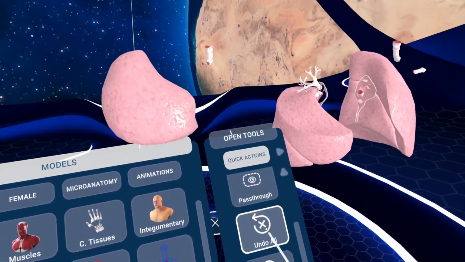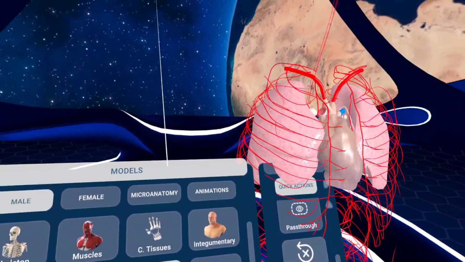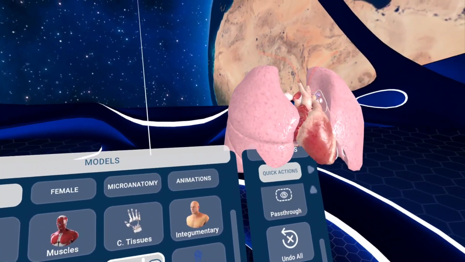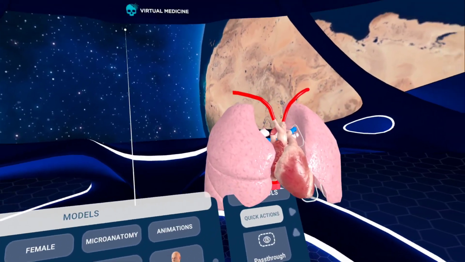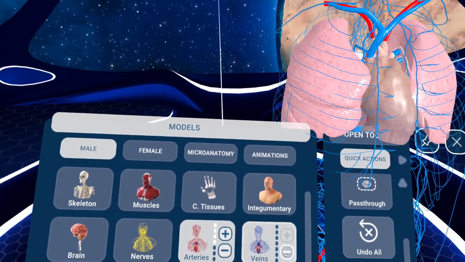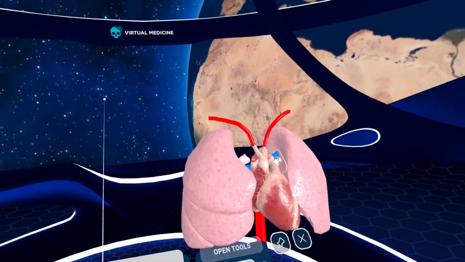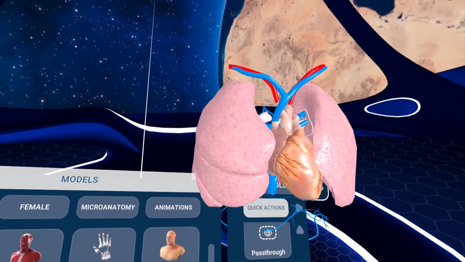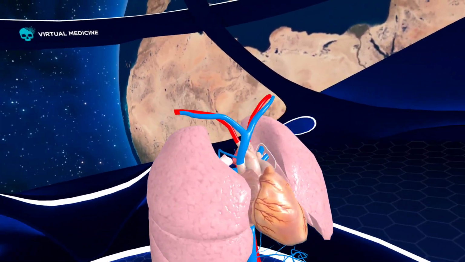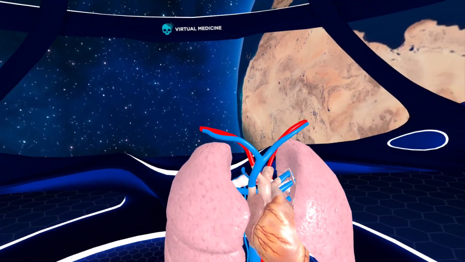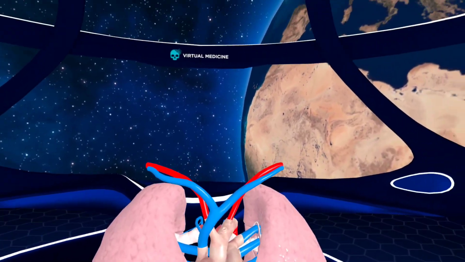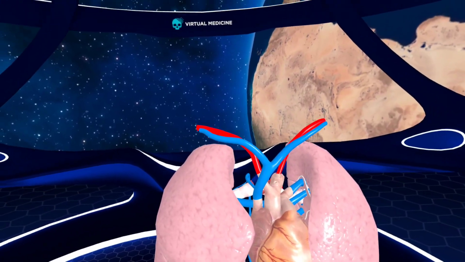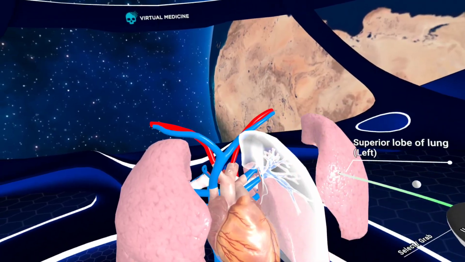Okay, let's undo it all. Let's bring the heart. We don't need any veins, a little bit. We will really need some of these. Okay, that will be enough. In order to understand the insertions of the veins, the pulmonary vein, the pulmonary artery, and the bronchus, we need to look to the heart first.